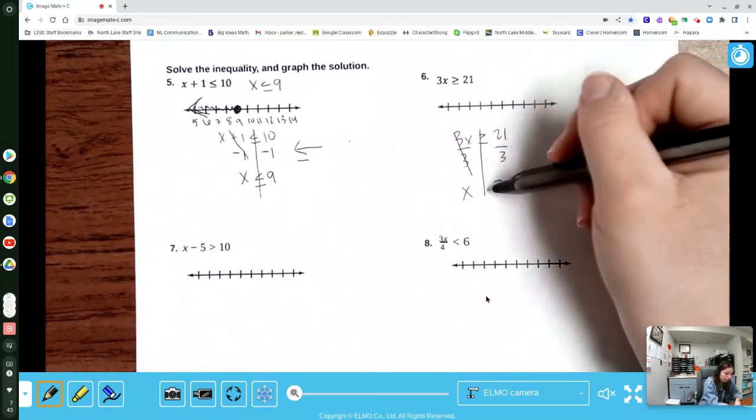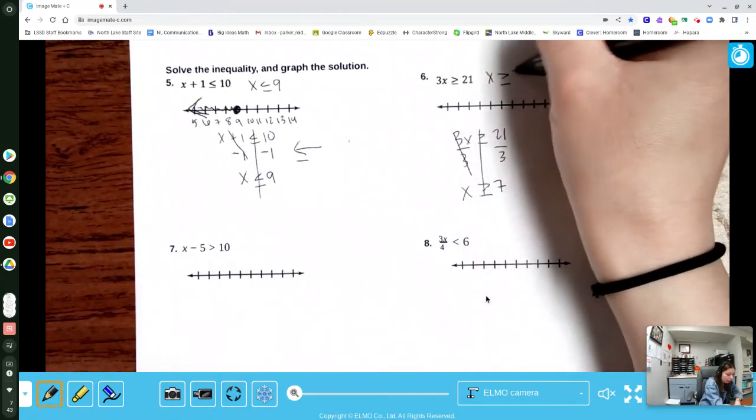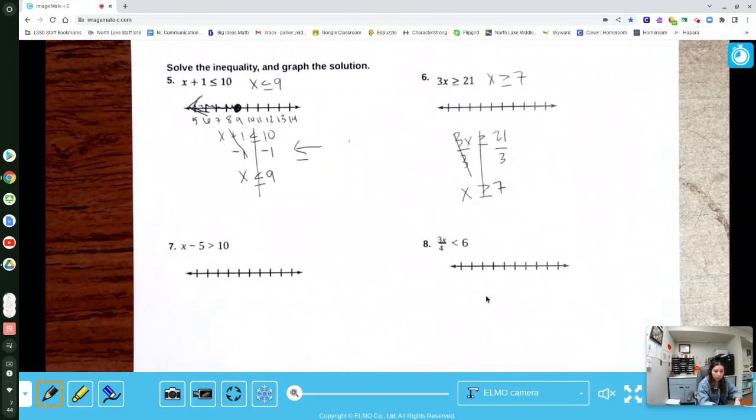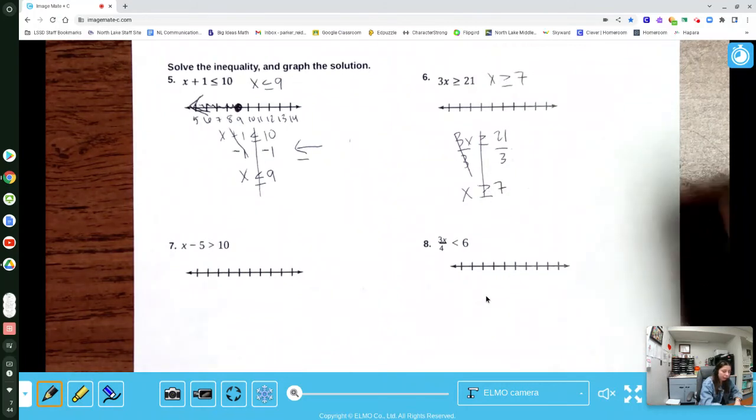Now we're going to put the same symbol from above in our solution. X is greater than or equal to 7. So that is our solution. They're saying as long as x is 7 or more, our inequality is going to be true. So this is what we are graphing. X is greater than or equal to 7.